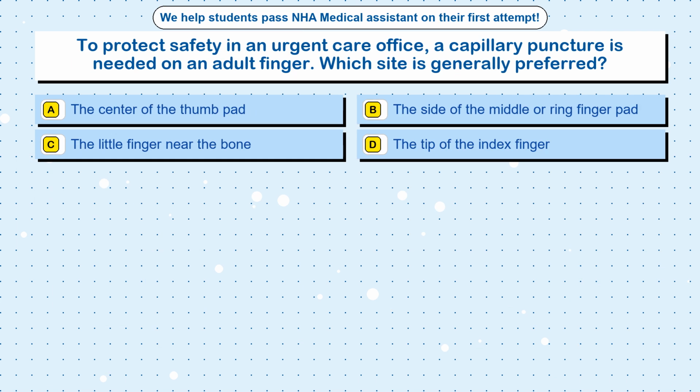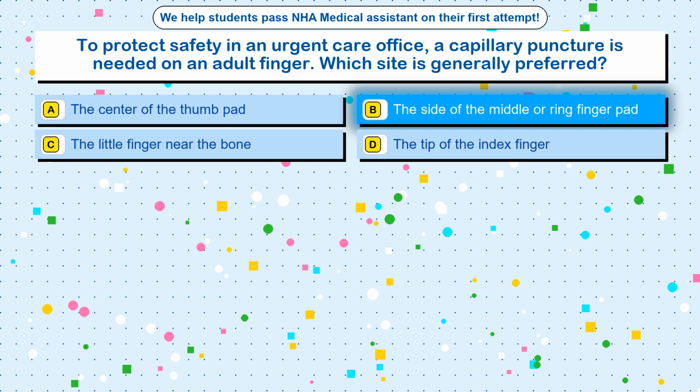Question 84. To protect safety in an urgent care office, a capillary puncture is needed on an adult finger. Which side is generally preferred? Option A. The center of the thumb pad. Option B. The side of the middle or ring finger pad. Option C. The little finger near the bone. Option D. The tip of the index finger. The correct answer is option B.